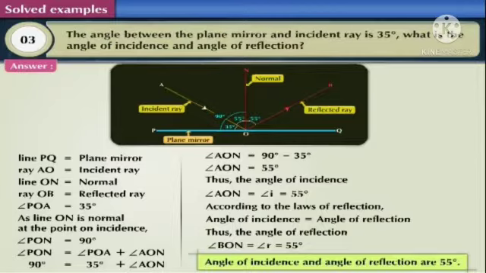According to the law of reflection, angle of incidence is equal to angle of reflection. Therefore the angle of reflection, that is angle BON, is also 55 degree. Therefore angle of incidence and angle of reflection both are 55 degree.